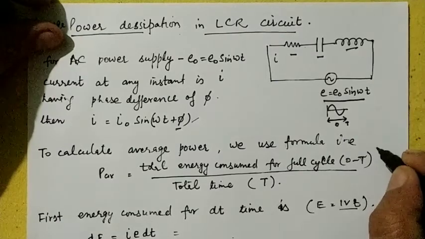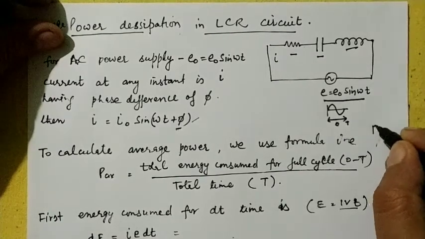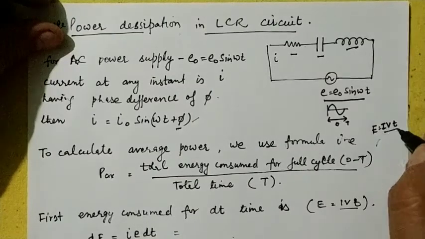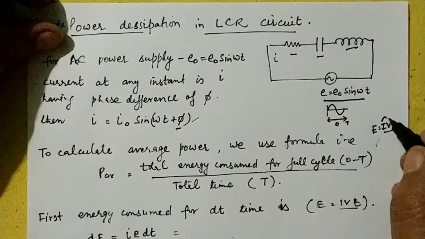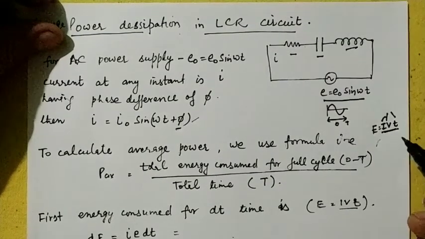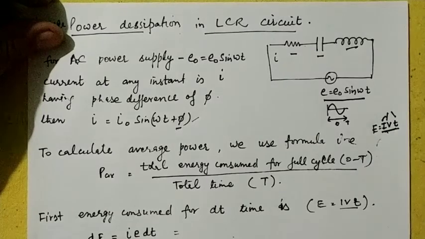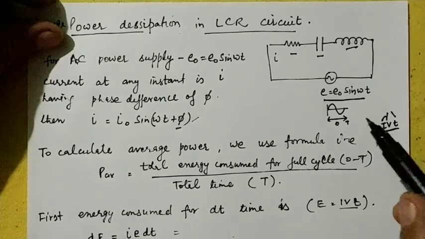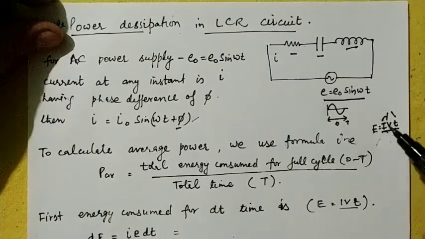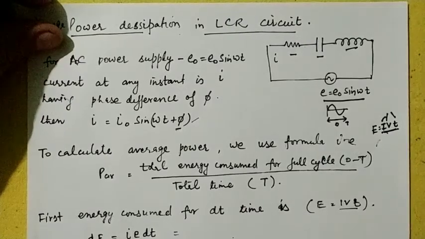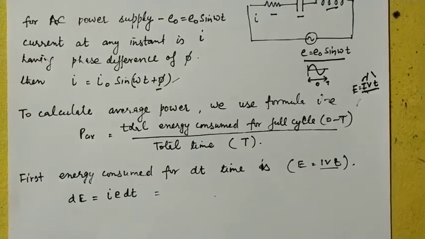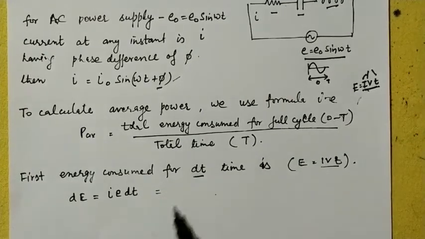So we know that the total energy is given by the formula IV into T, that is, IV is power, and multiplied with time it becomes energy. So here we cannot use this formula directly, because the current and voltage are not constant, they are variable. So we will calculate the energy for a small interval of time, then we integrate it. First we will calculate the energy consumed for a small time dt.